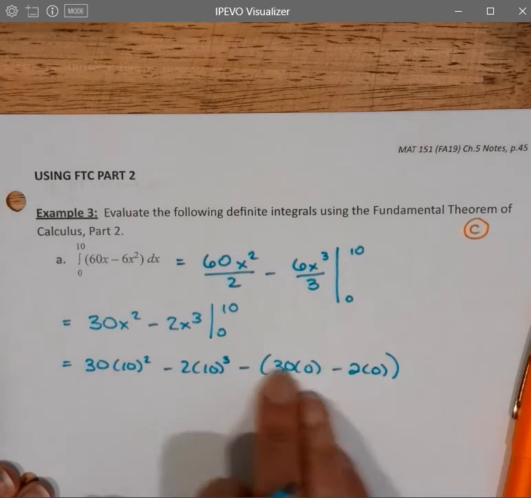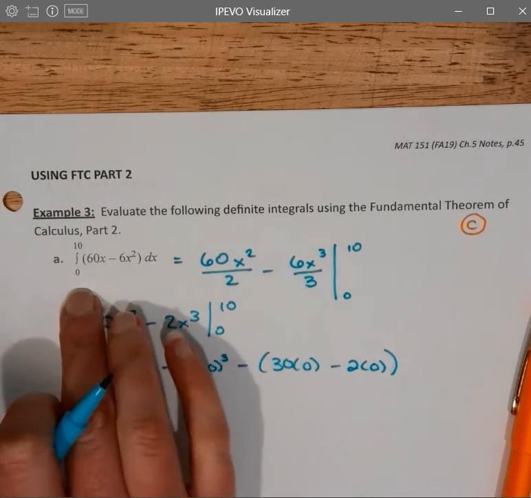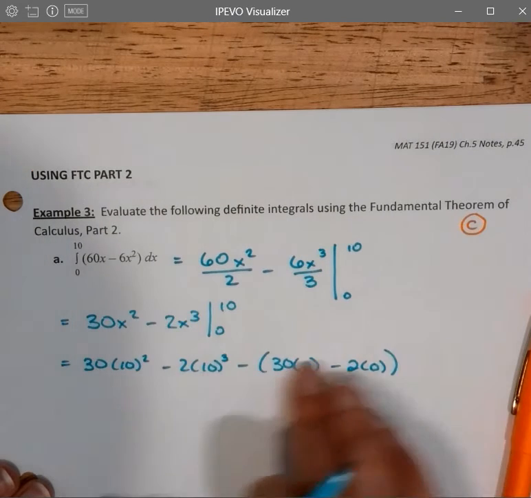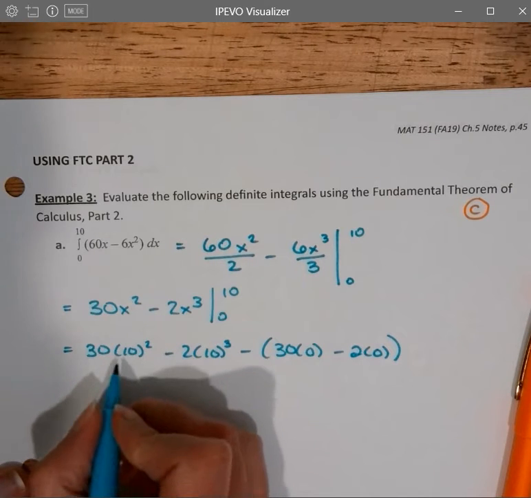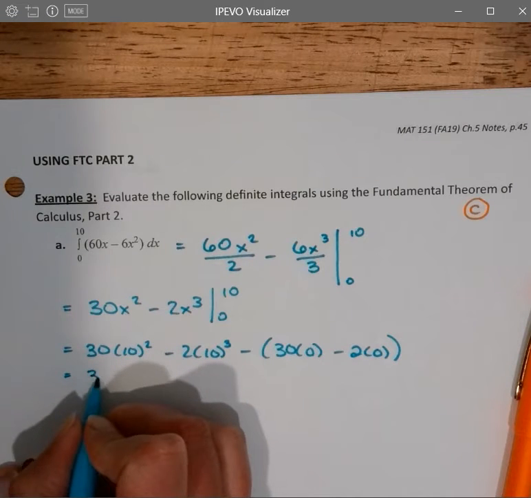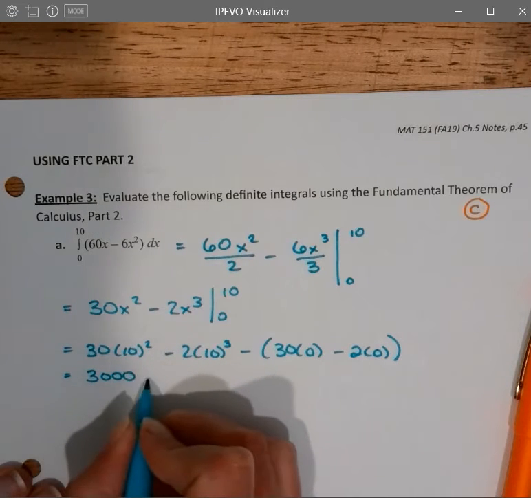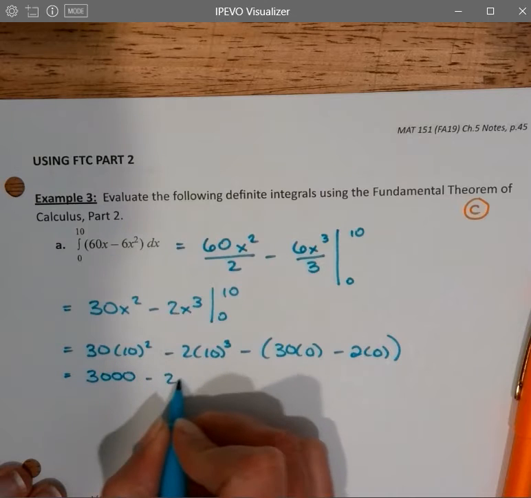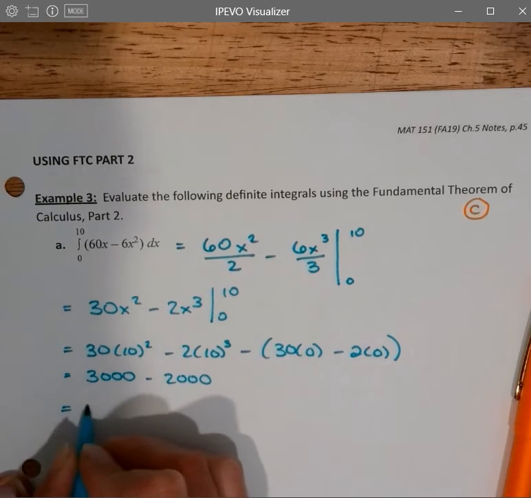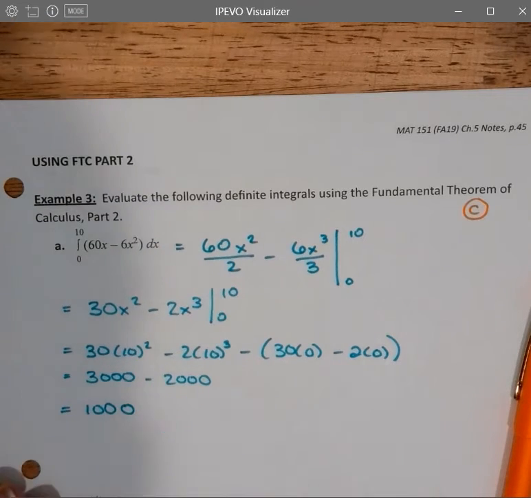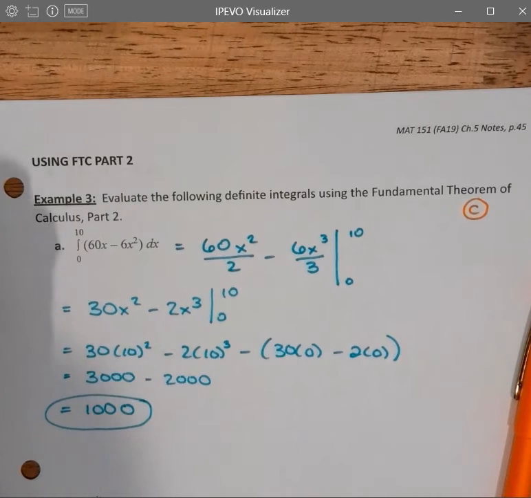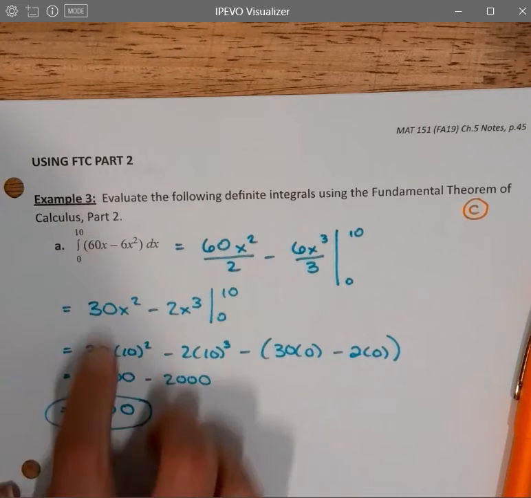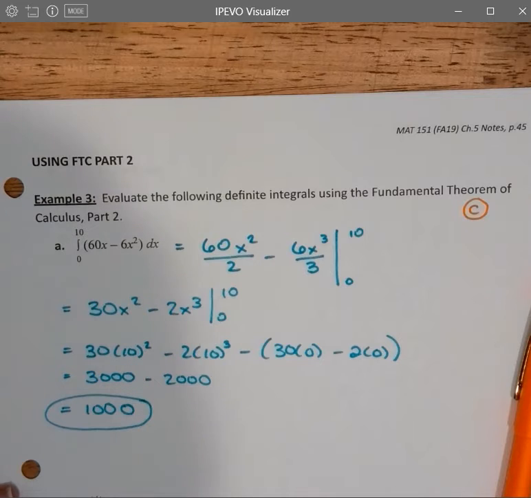And not all the time do those cancel out to 0. The lower bound isn't even always 0. It's just when they happen to be 0, that went away. And so this is going to be 100 times 30, so that's 3,000 minus 2,000. And so the answer to the integral is 1,000. Okay, so that's the answer to this definite integral. So indefinite integrals, we get a function, and definite integrals, we get a number for the answer.